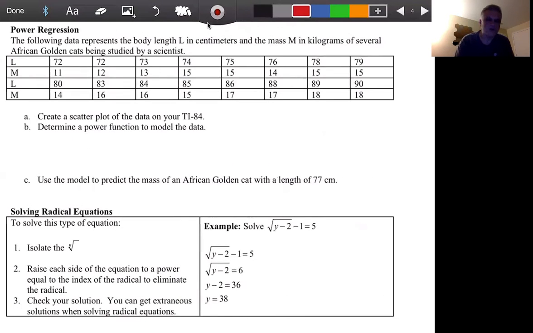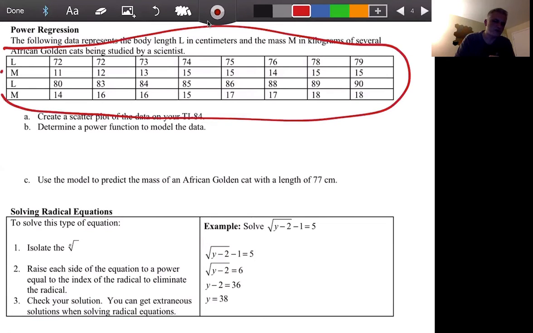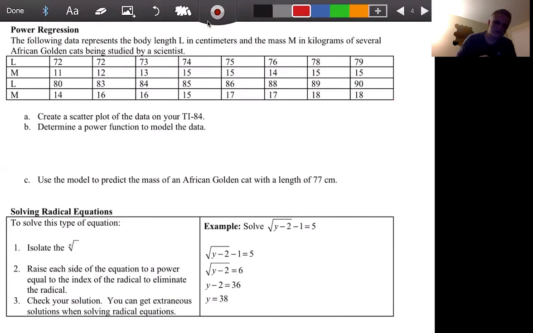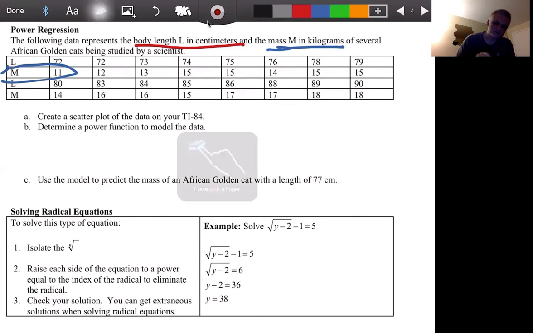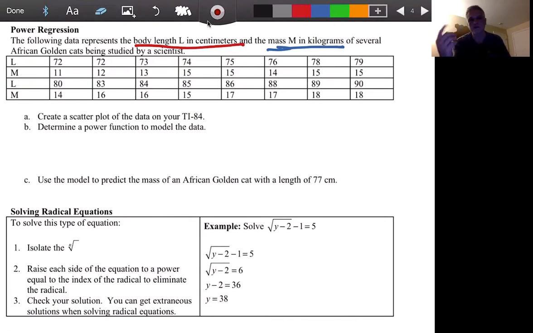Now let's do a little power regression. You're going to take either your Desmos or your TI-84, and you're going to input this data. So have all of your L's, which is going to be the body length in centimeters of African golden cats. All the L's will put in L1, and all of the M's, which is your mass of your African golden cats in kilograms, we're going to put that in L2. So go ahead and input that. I'll input it also, and we'll meet here in a second. Hit pause button, and I'll be back with you.